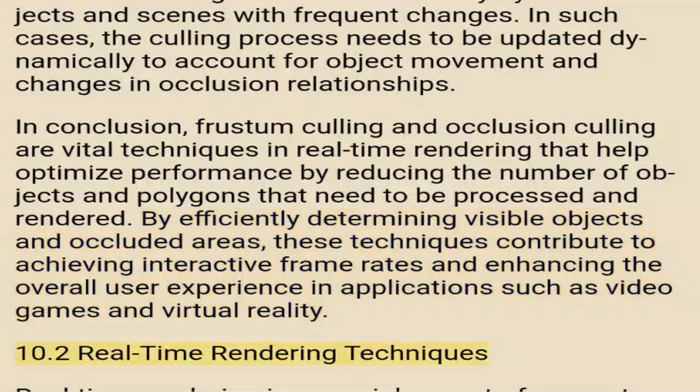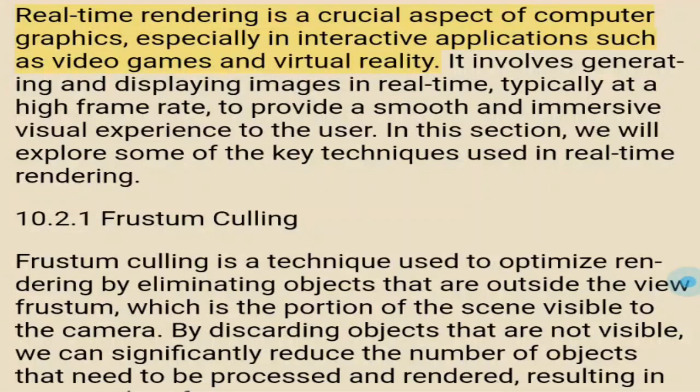10.2 Real-time rendering techniques. Real-time rendering is a crucial aspect of computer graphics, especially in interactive applications such as video games and virtual reality. It involves generating and displaying images in real time, typically at a high frame rate, to provide a smooth and immersive visual experience to the user. In this section, we will explore some of the key techniques used in real-time rendering. 10.2.1 Frustum culling. Frustum culling is a technique used to optimize rendering by eliminating objects that are outside the view frustum, which is the portion of the scene visible to the camera.